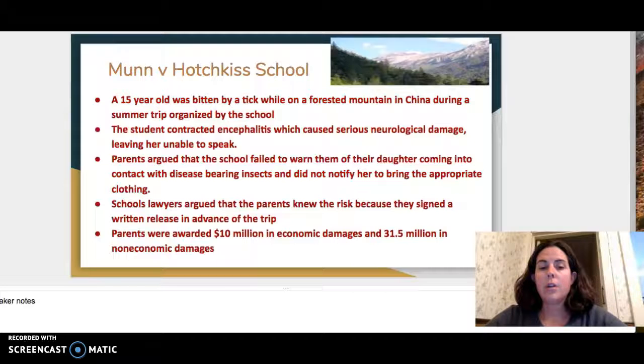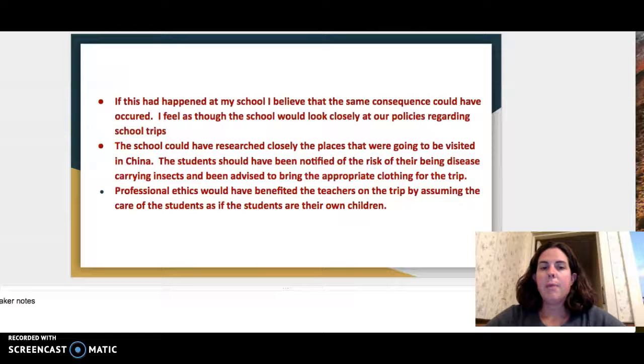School lawyers argued that the parents knew the risk because they had signed a written release in advance of the trip. The court found that that release did not cover the school, and they awarded the parents $10 million in economic damages and $31.5 million in non-economic damages. If this happened at my school, I believe the same consequences would have happened.